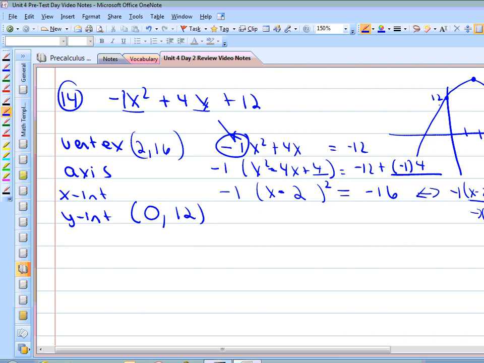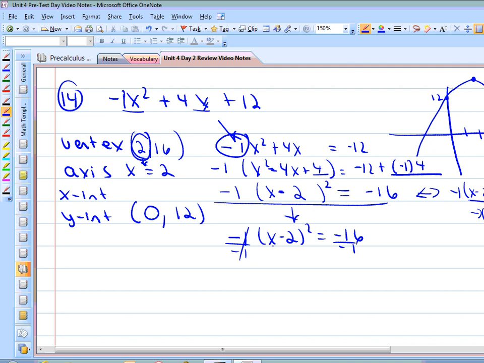Next, my axis of symmetry always comes from the x value of my vertex. So don't forget that. X, remember, will equal 2. So now we're finding the x-intercept. We're going back to this right here and finishing solving. I'm going to write it again. Negative 1, x minus 2 squared equals negative 16. We're going to solve for x to find our x-intercepts. I'm going to divide by negative 1. So I have x minus 2 squared equals positive 16.